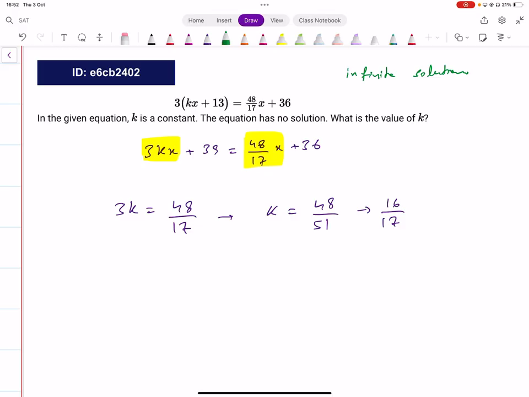In the no solutions case, the constants have to be different. You don't have to make them the same.